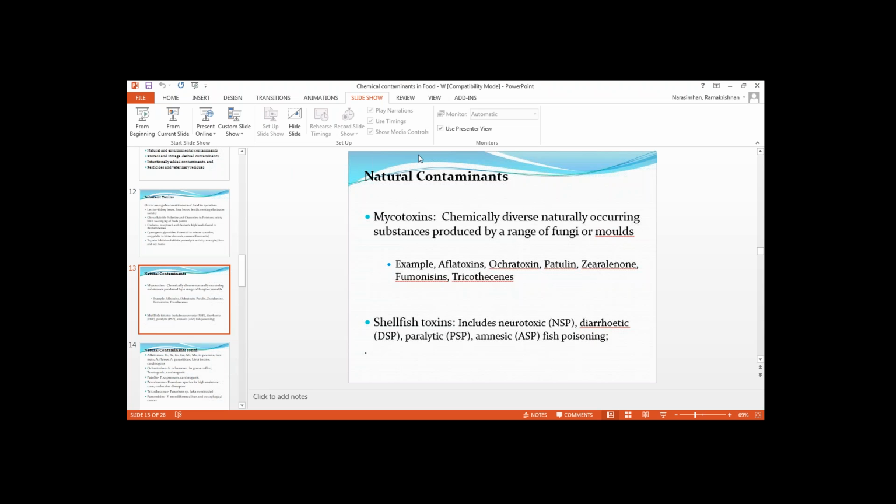Again, there is another kind of shellfish poison called amnesic shellfish poisoning and all that. So I'm not going to go through it. You may find a lot of information in the literature. Okay.